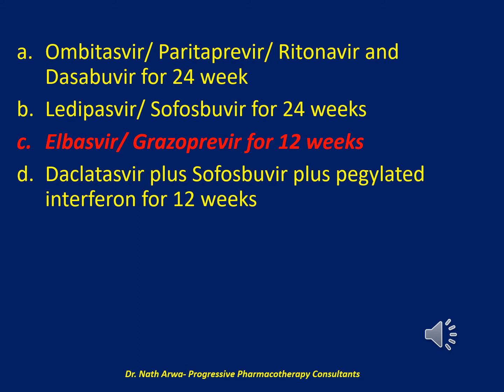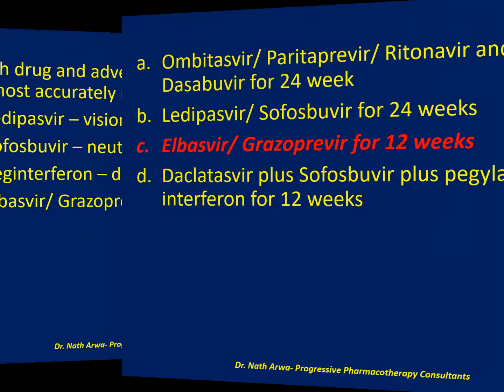Ombitasvir plus paritaprevir plus ritonavir and dasabuvir is a recommended regimen with high SVR for genotype 1b, but the treatment duration is limited to 12 weeks. That makes answer A incorrect. For treatment-naive, genotype 1a/1b patients with compensated cirrhosis, the treatment duration for all recommended regimens is 12 weeks. Please progress to the next question.